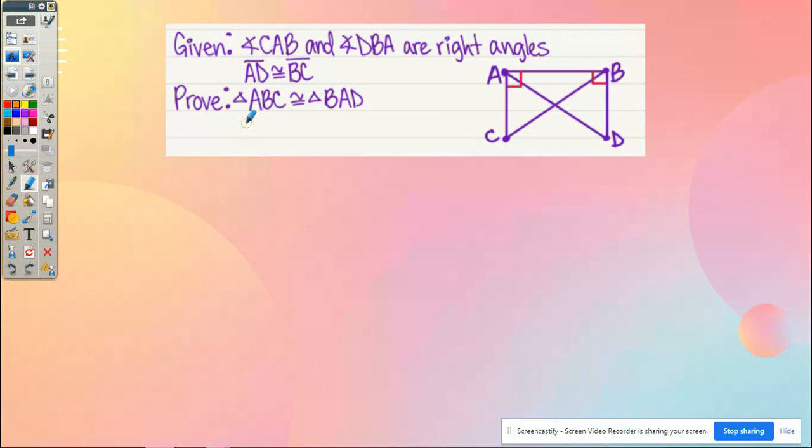Based on what they want you to prove, they want you to prove that triangle ABC, so that triangle right there, is congruent to BAD. So that one over here. And that's what we're going to do for this problem. I have two givens, and I'm going to take it step by step.